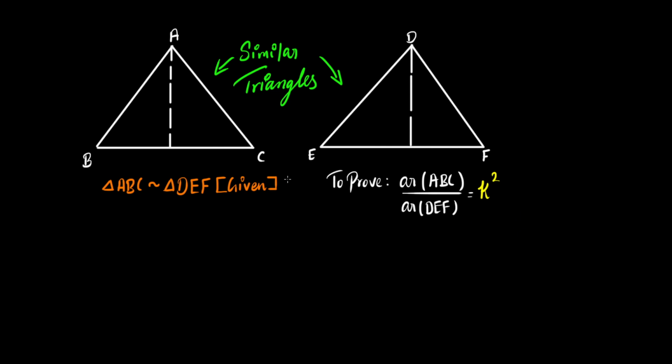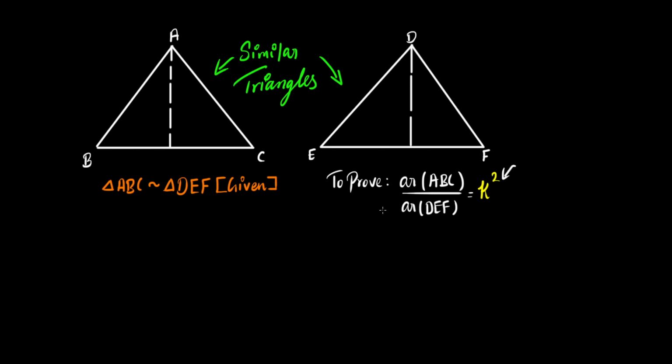In this video, we are going to prove that the ratio of areas of similar triangles is equal to the scaling factor squared. The scaling factor is denoted as k, so it is k squared.